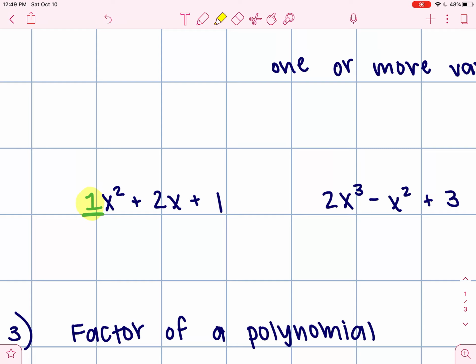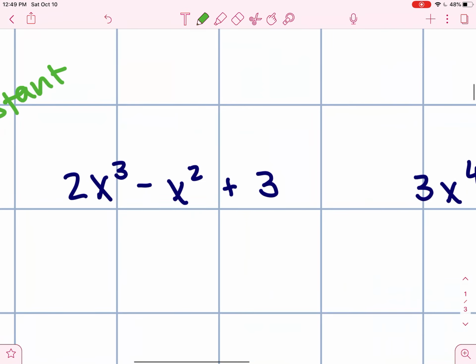So our coefficients here are 1, 2, and then our 1 back here is going to be called a constant. And it's not a coefficient because we don't have an x next to it. So it's just going to be a constant. It's not a coefficient. So let's move on.